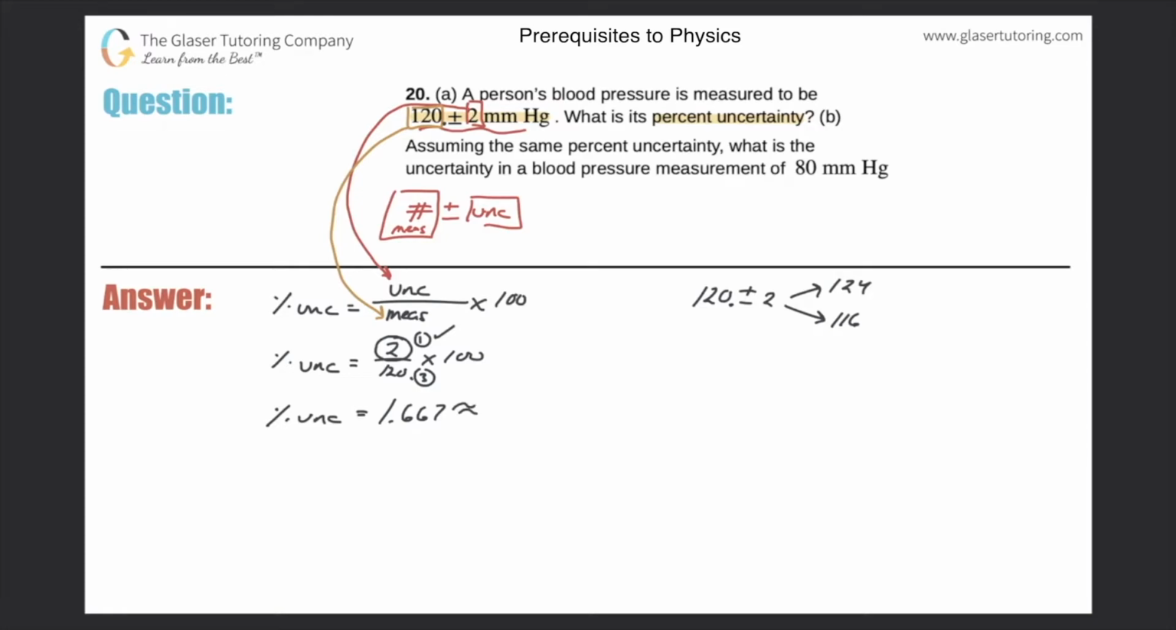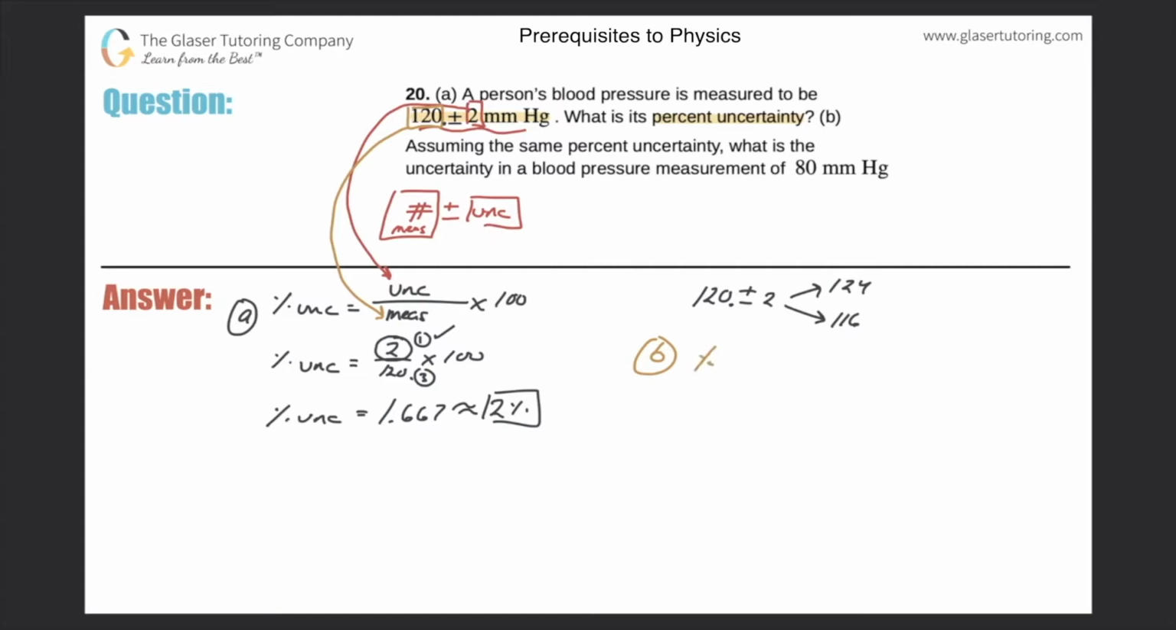So 1.667 we would have to round to a value of 2%. Okay, so that's the percent uncertainty for letter A. Let's move on now to letter B. It says, assuming the same percent uncertainty, what is the uncertainty in a blood pressure measurement of 80 millimeters of mercury? Okay, so let me just label this as part A. Let me change the color now. I'm going to do part B.